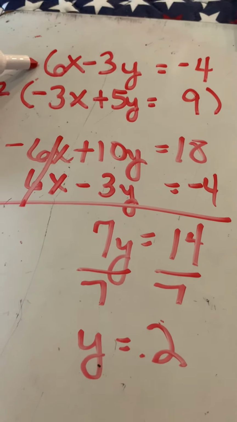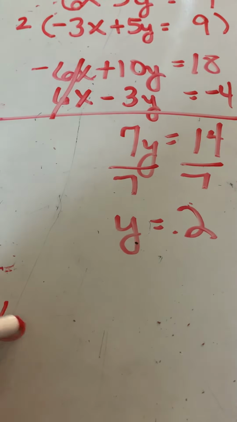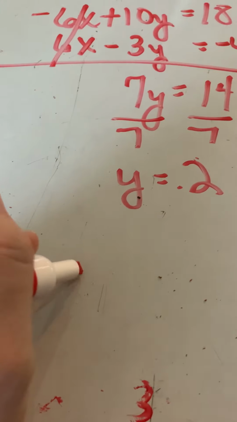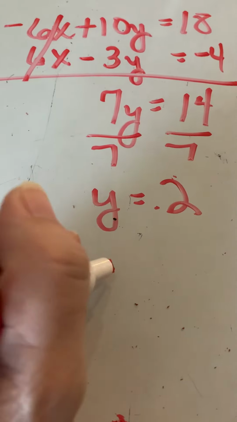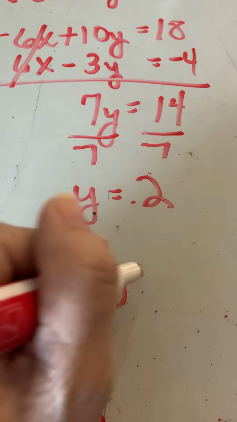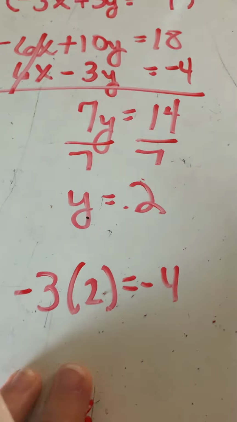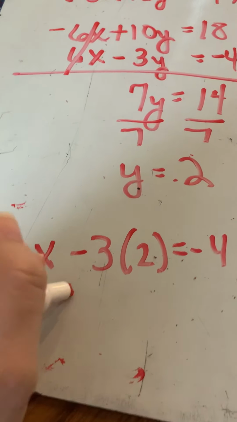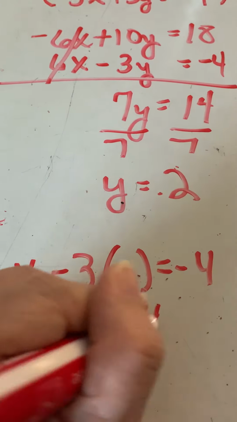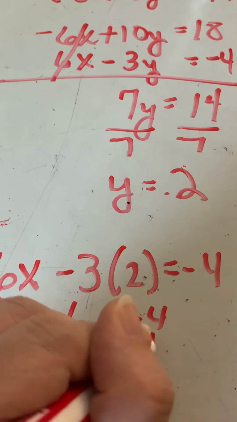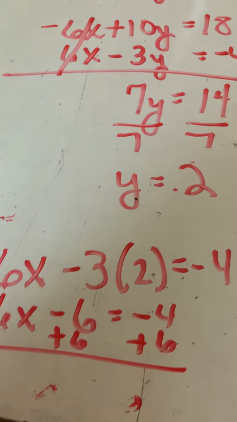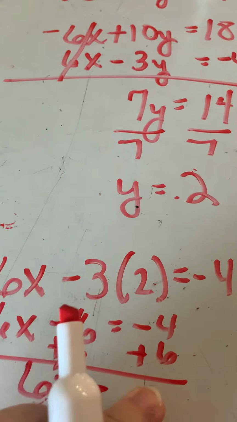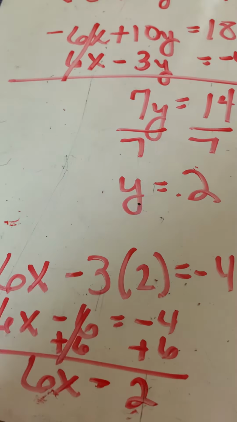So I'm going to plug it into here. 6x minus 3, and instead of y, I'm going to put 2, equals negative 4. So when I do that, I have 6x minus 6 equals negative 4. I'm going to add 6 to both sides. So now I have 6x, cancel the 6's out, equals positive 2.